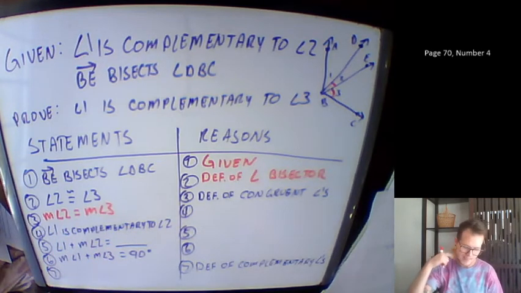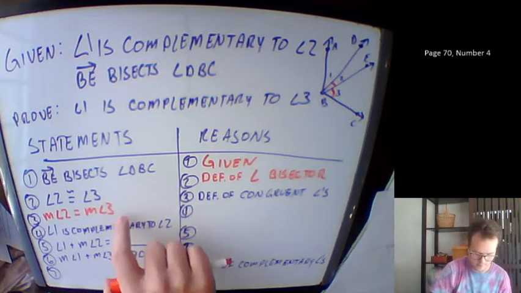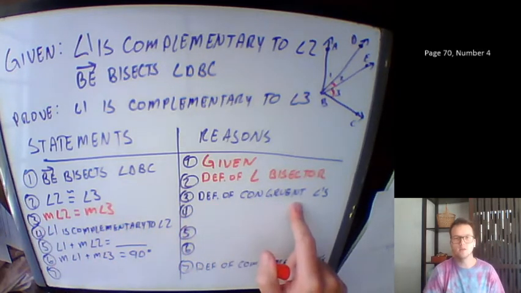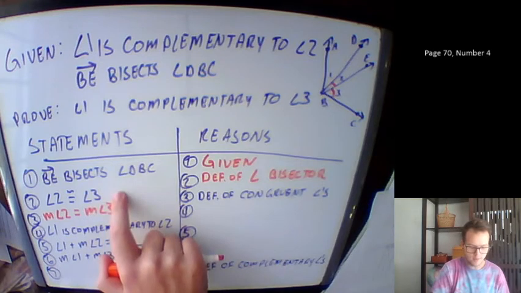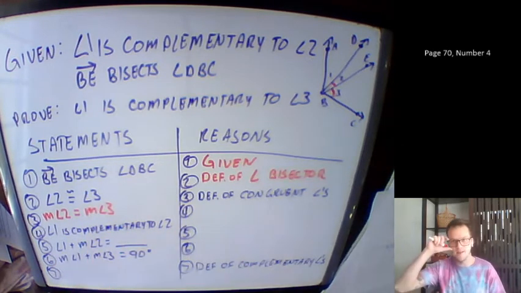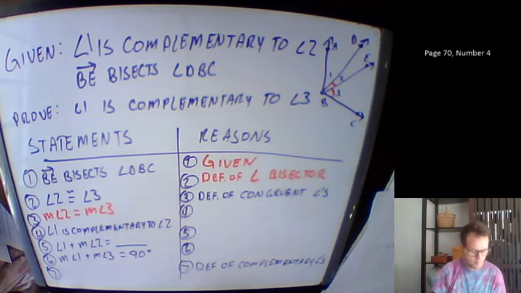So, the reason for that one, it's a little off kilter here, but number 3, is that's just the definition of congruent angles. So we know that if the angles are congruent, their angle measures are equal to one another, and we have to spell that out. Okay, next step, number 4.